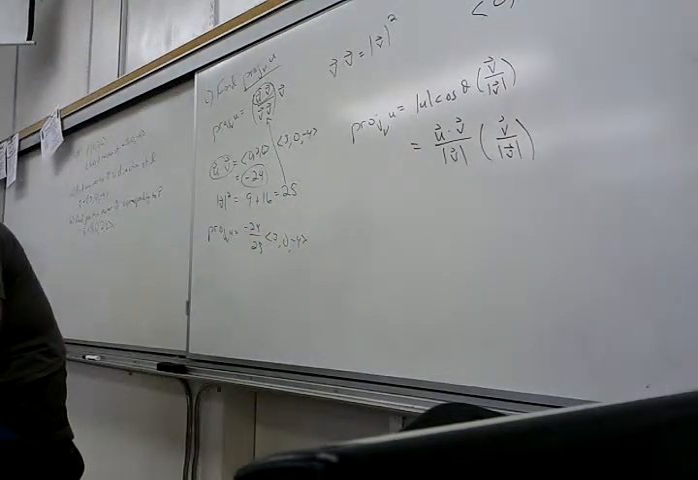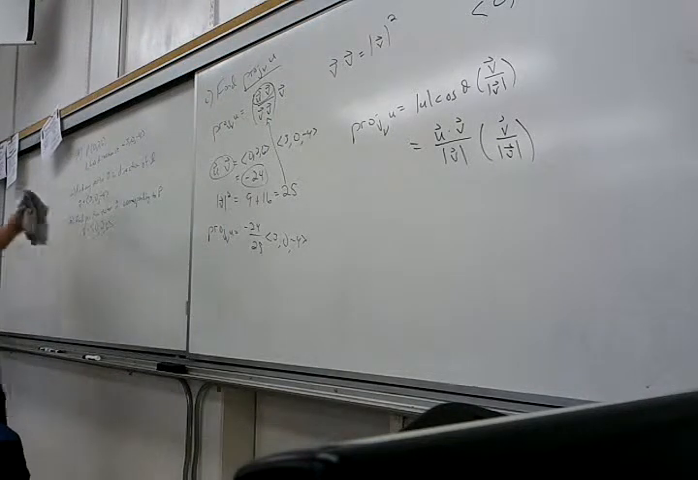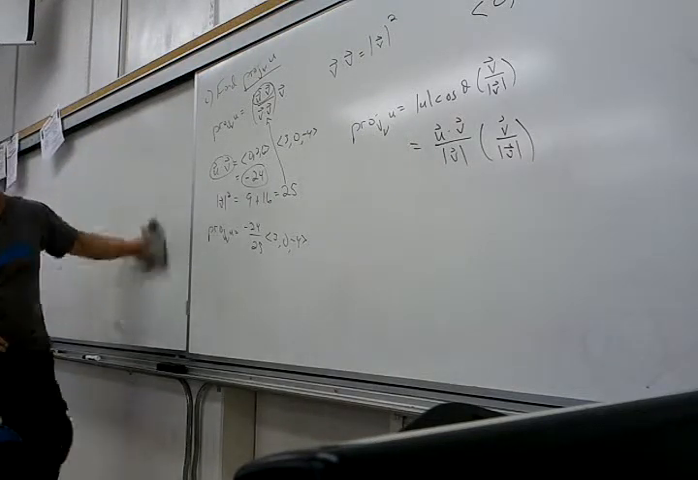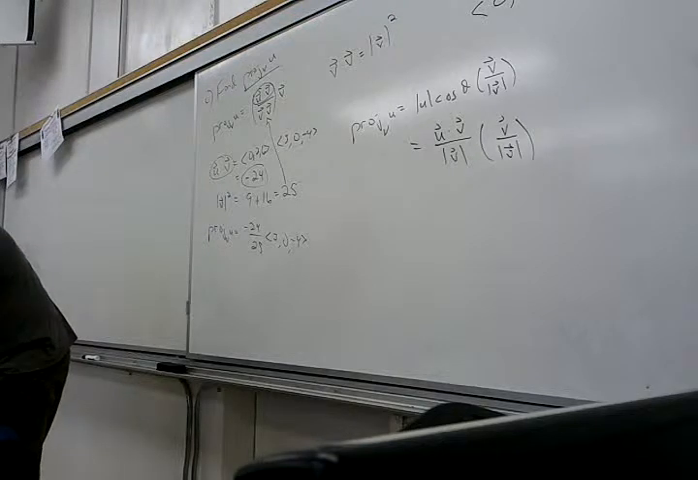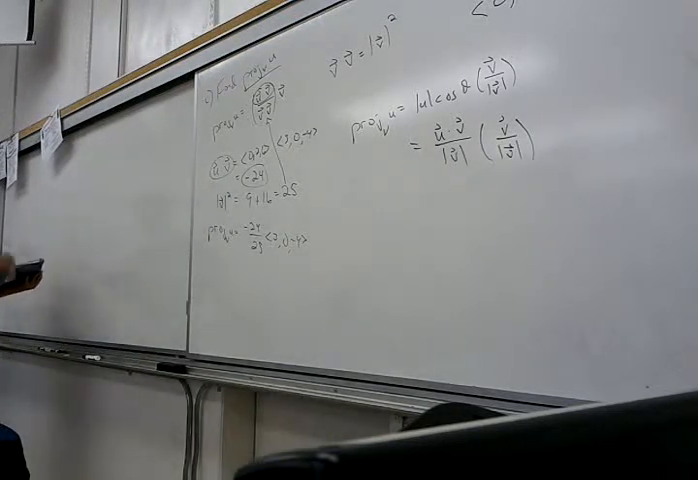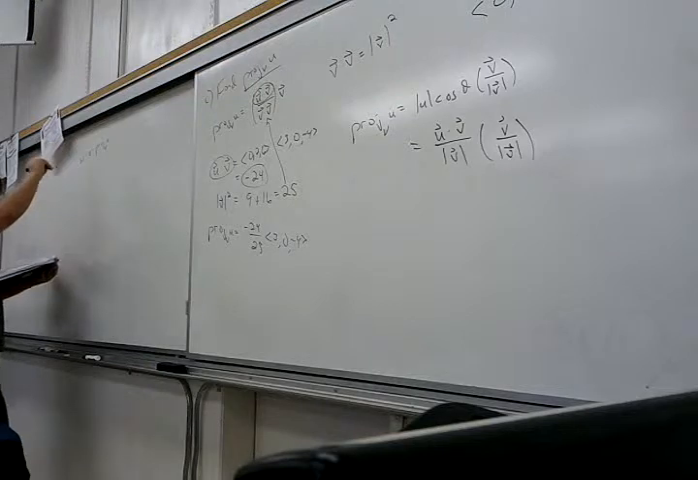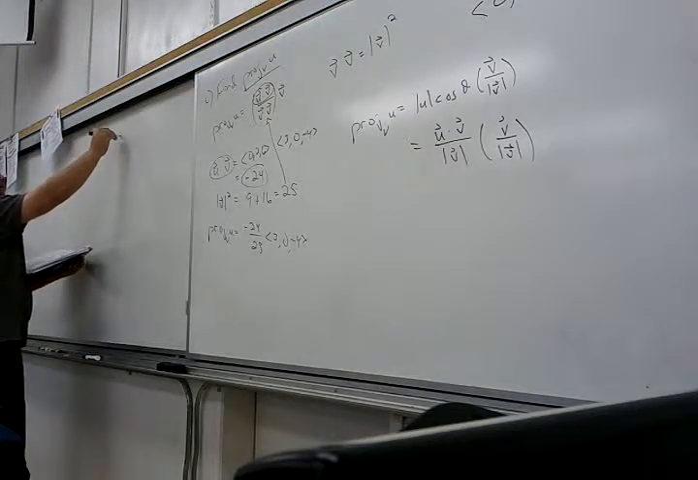And then what's part D? Show that W, equal to U minus the projection of U on V, is orthogonal to V.